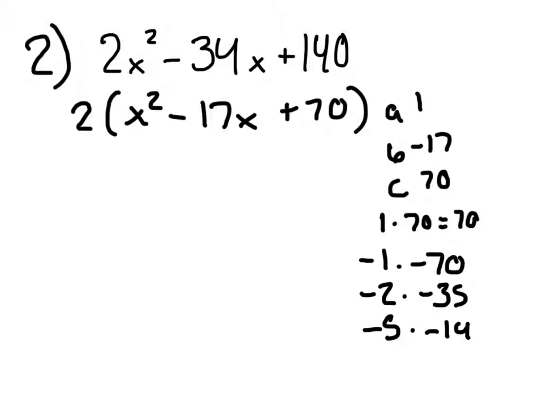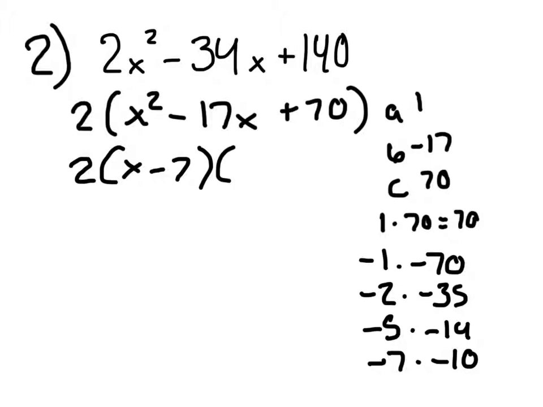6 won't go, but 7 will. So negative 7 times negative 10. And adding these is equal to negative 17, and multiplying them is equal to 70. So these are our factors. So we'll go ahead, remember to keep your 2 right here, and just put x minus 7 and x minus 10.